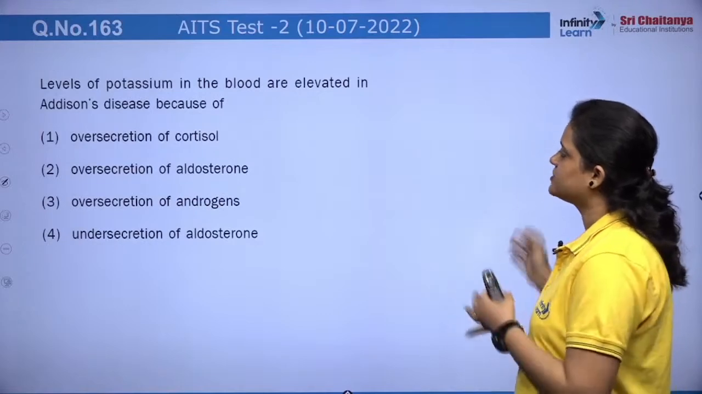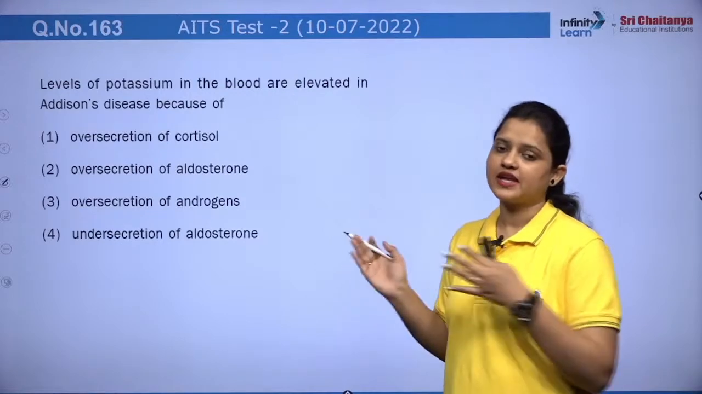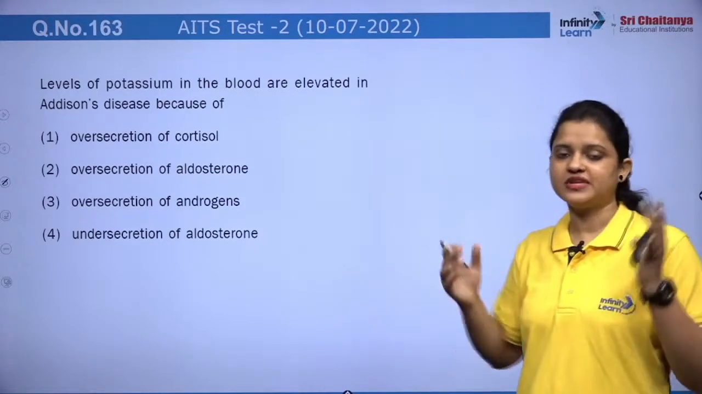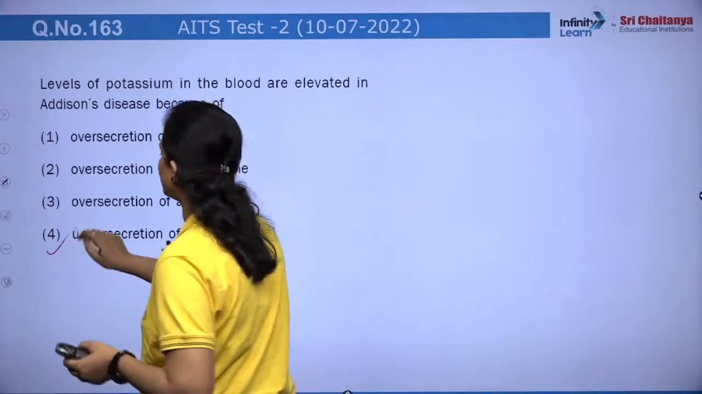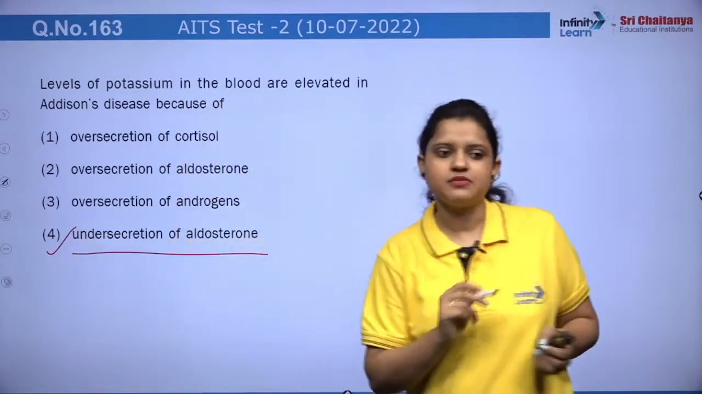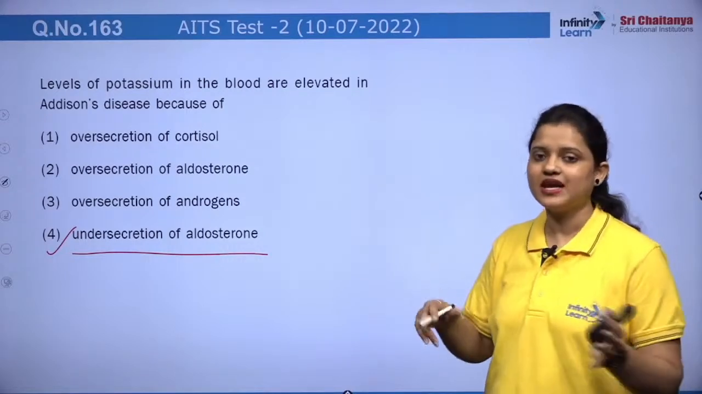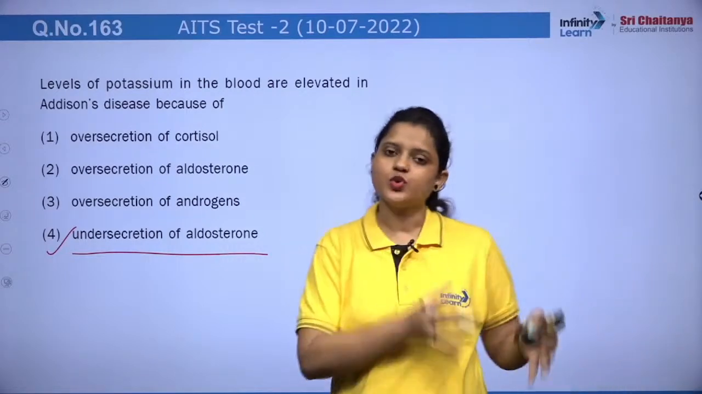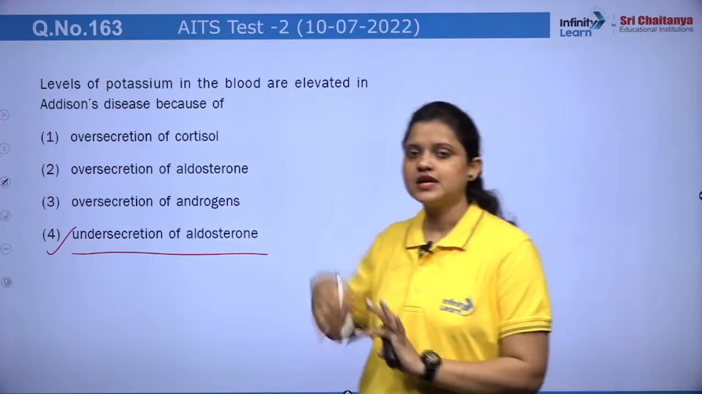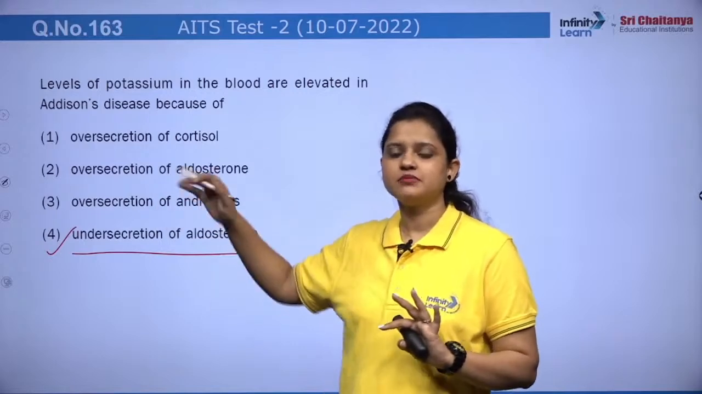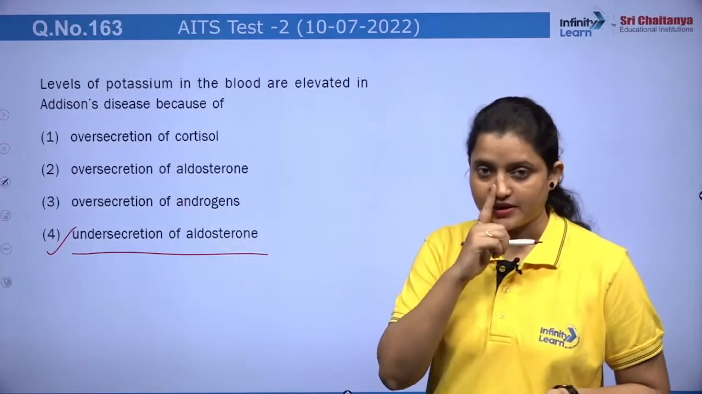Level of potassium in the blood are elevated in Addison's disease. Addison's disease is characterized by increase in the potassium level in the blood. Why? It is due to undersecretion of aldosterone. We know aldosterone is a mineralocorticoid. This mineralocorticoid helps in reabsorption of sodium ion into the blood. So if it is not secreted adequately, then sodium ions will be excreted, and ultimately potassium ions will increase in the blood, right?